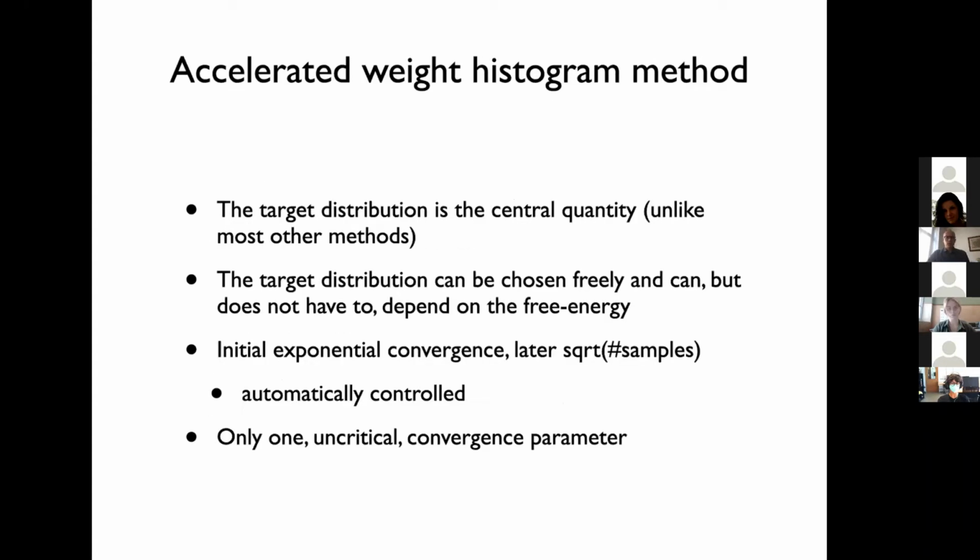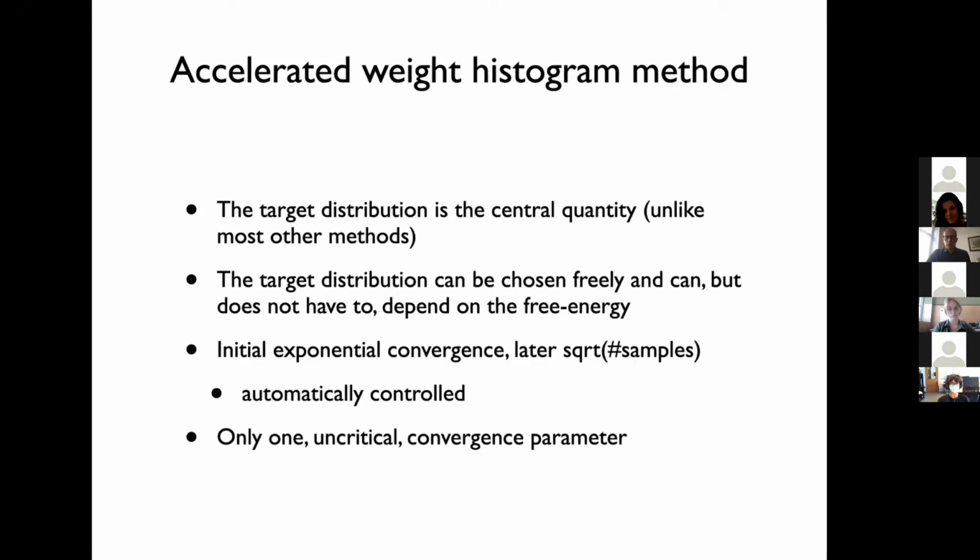Okay, so what's particular about the accelerated weight histogram method? In this method, the target distribution is a central quantity. The fundamental way the method works is that it tries to bias the sampling towards a distribution that you set, which is often flat, but could be an arbitrary distribution that the user chooses. So you know what you're after in the sense of the target distribution, not in terms of the free energies, and that's still unknown, but at least you know what distribution you should get out. That's a very important aspect here.